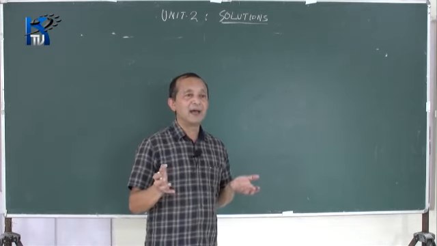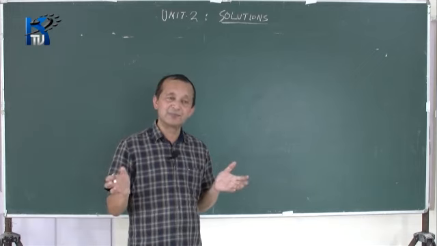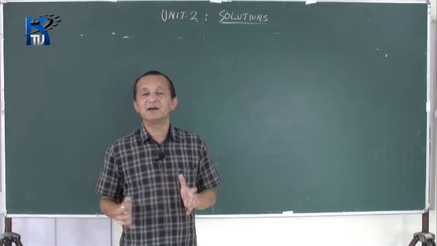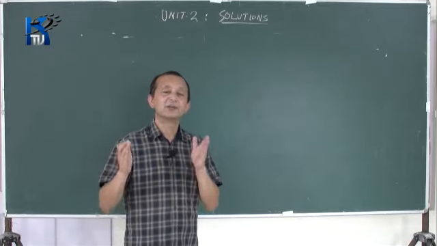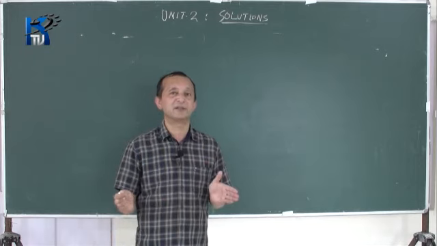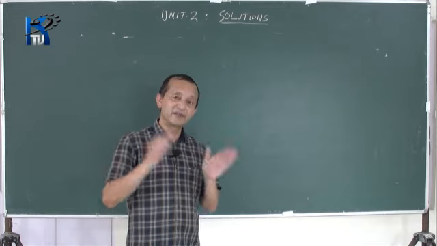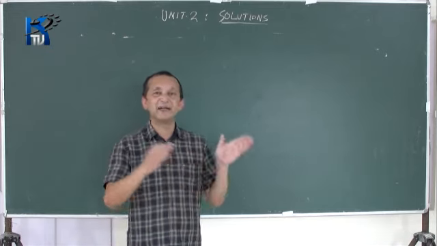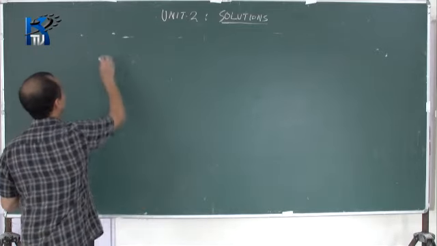So non-ideal solutions means that the solution is deviating from Raoult's law. There is a deviation from Raoult's law. Alright, there are two types of deviation. That was what we did at the end of the last lesson. The first one is the positive deviation from Raoult's law and the second is the negative deviation from Raoult's law. So I will again just remind you about the positive deviation from Raoult's law.